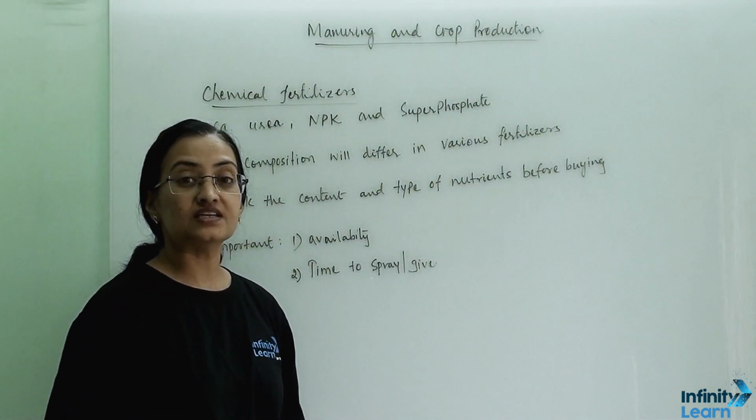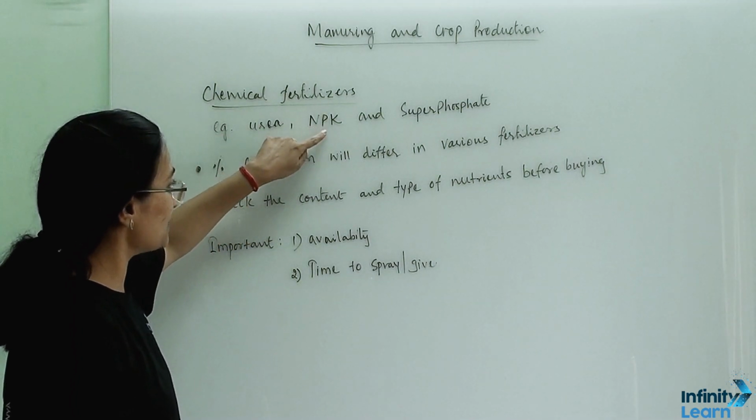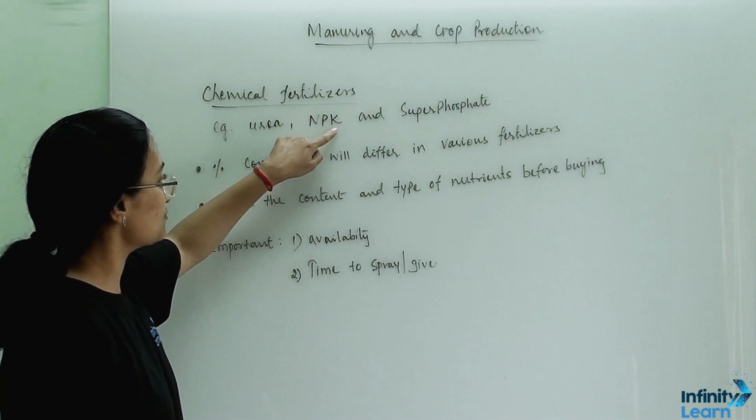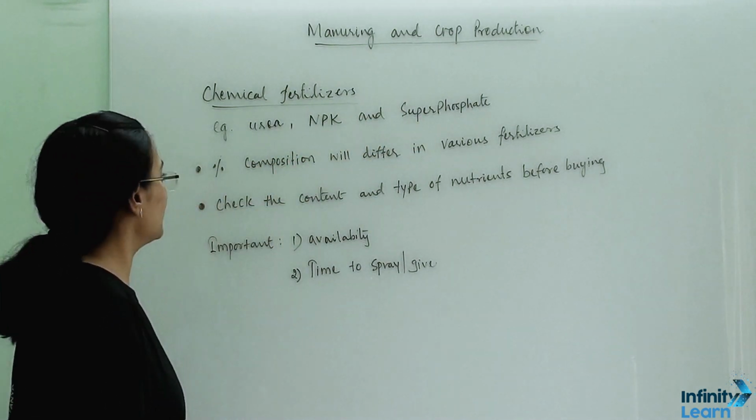Our next topic is chemical fertilizer. Urea, NPK, where N stands for nitrogen, P stands for phosphorus and K stands for potassium, and superphosphates are examples of chemical fertilizer.